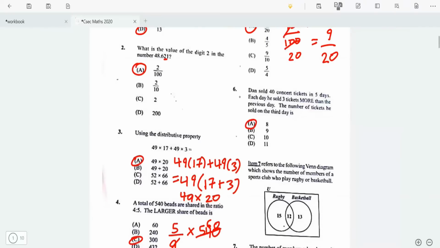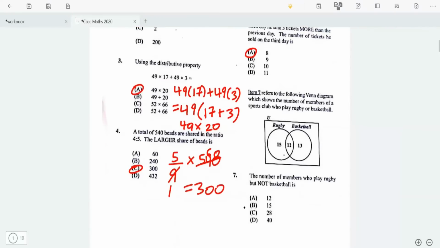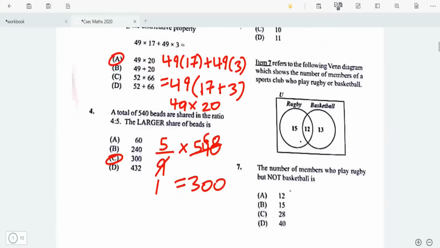The next part says the number of members who play rugby but not basketball. If you play rugby but not basketball, this is rugby only. 15 people play rugby only. So that's 15. Remember, you just want the only.